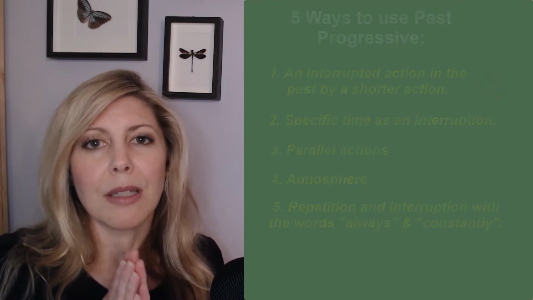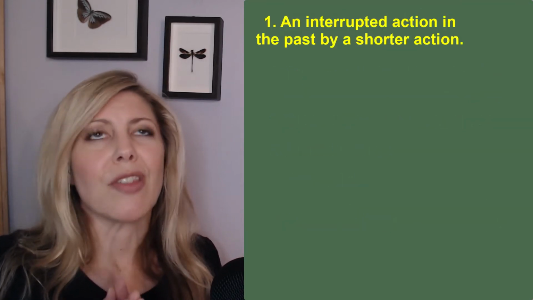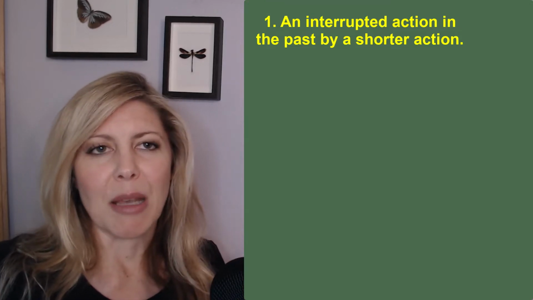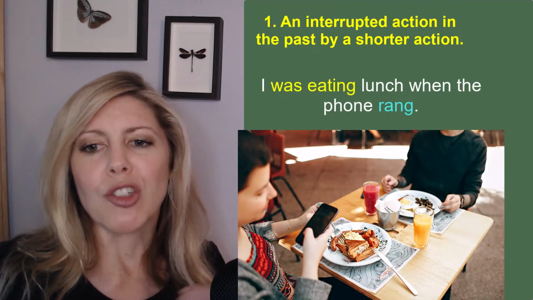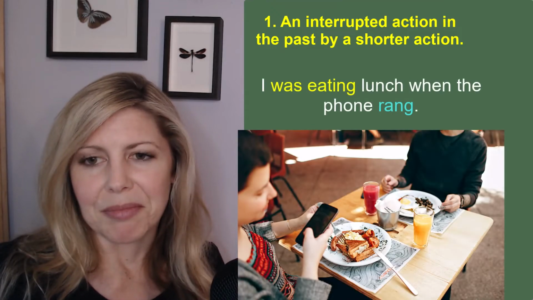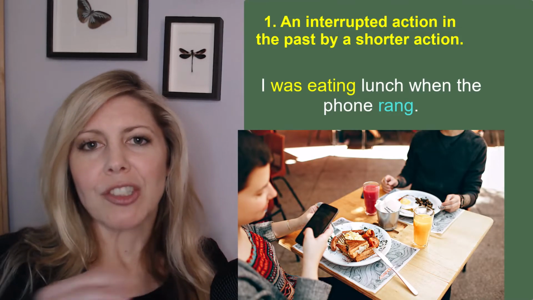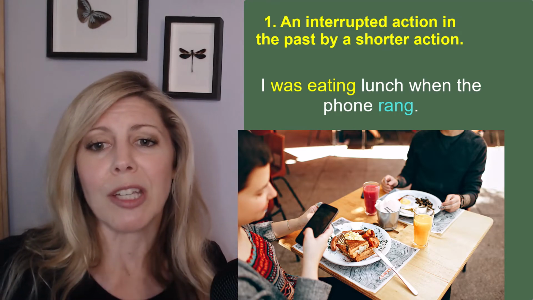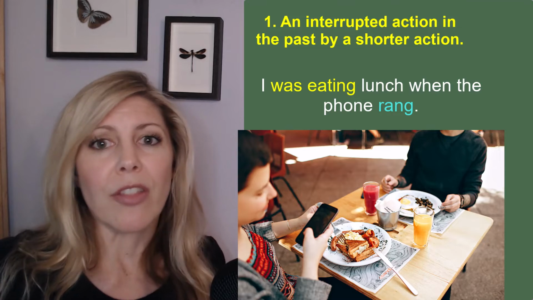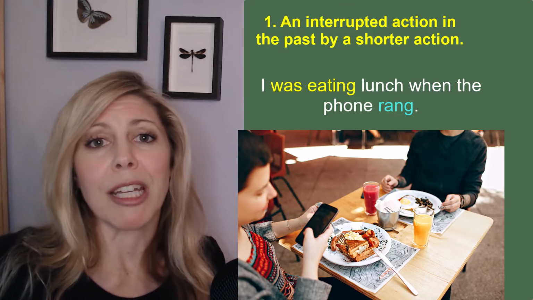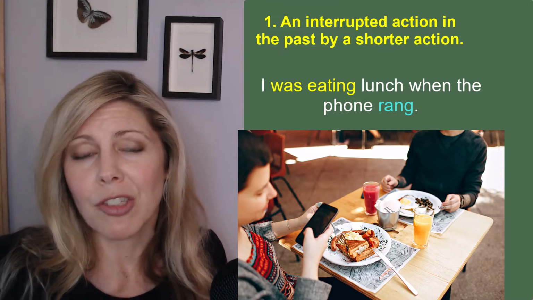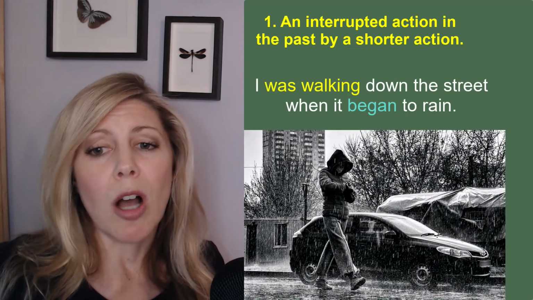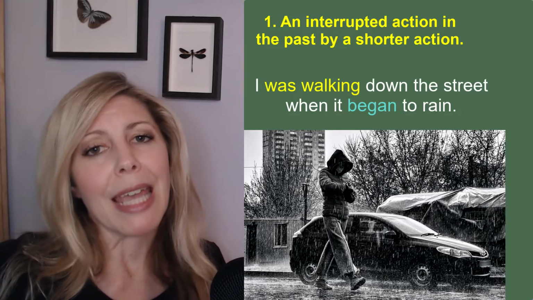Number 1, interrupted action in the past by a shorter action. All right, here's one example. I was eating lunch when the phone rang. So the action, I was eating lunch, that's the action in progress or the continuation. I was eating lunch when the phone rang. So the phone rang. Maybe I stopped eating lunch to answer it. Another example, I was walking down the street when it began to rain.